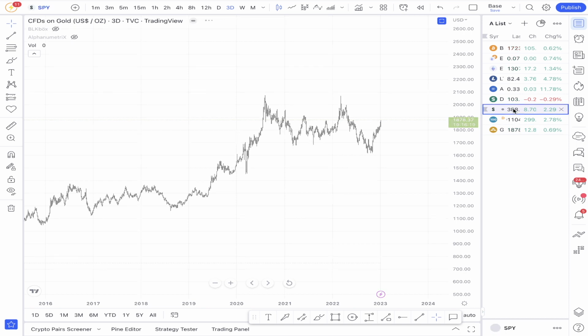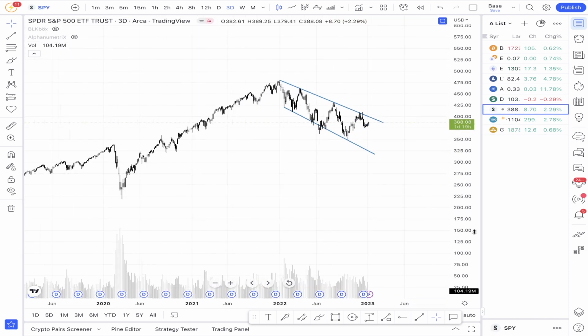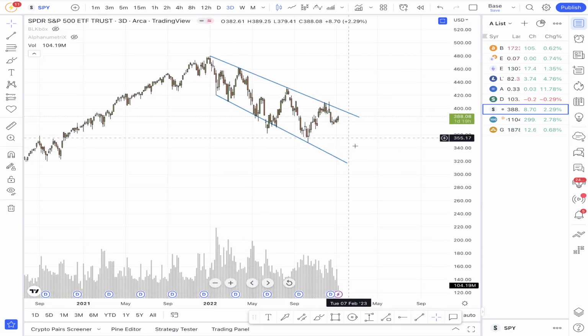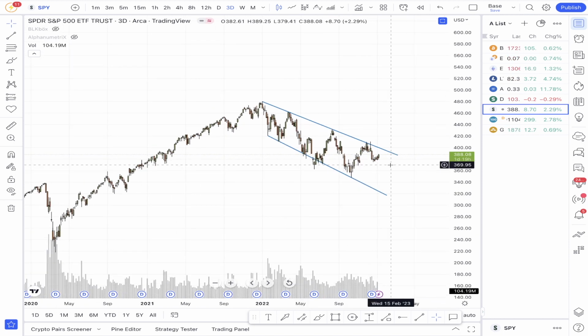Taking a look at the S&P 500, still in this broadening wedge formation. We came up against resistance and we're getting rejection from that resistance. A widening, broadening wedge, though, is actually a bullish formation. So if we can break out of this structure, we could actually see a rally.